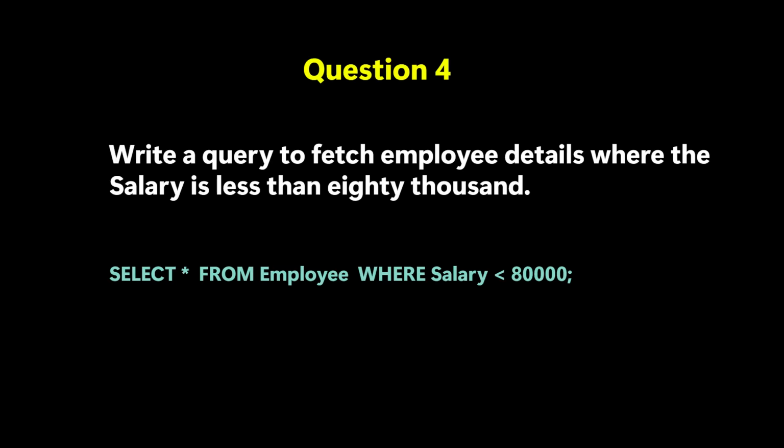Question 4. Write a query to fetch employee details where the salary is less than 80,000. The SQL query is: select star from employee where salary less than 80,000. This query checks each employee's salary, and only those earning less than 80,000 will be returned in the result. For example, if an employee has a salary of 50,000, they will appear in the output. But if someone earns 90,000, they will not be included.